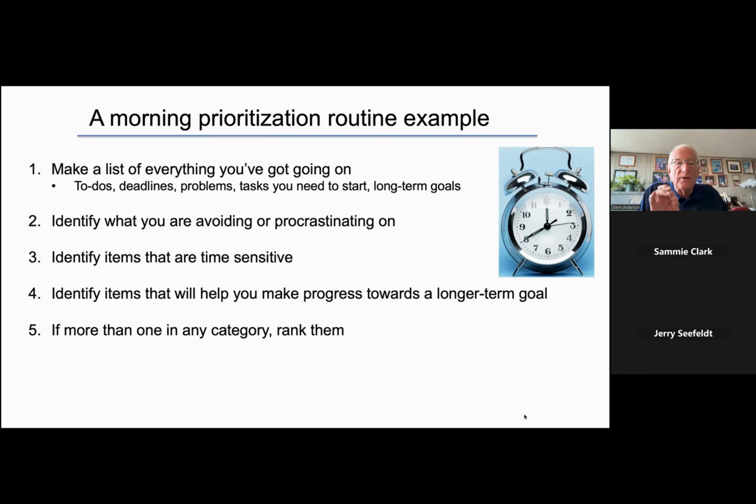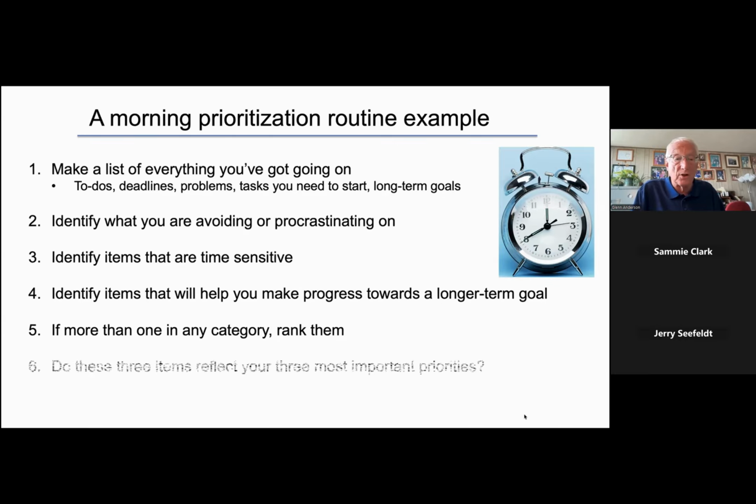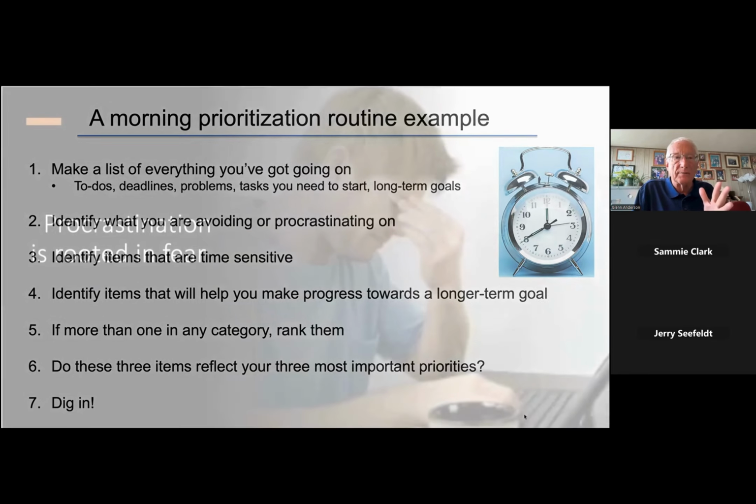So when you're done with this exercise, you now have your number one item that you're avoiding, the number one time sensitive thing, and the number one item that'll help you towards a long-term goal. And you look at this list and say, do these really reflect my three most important priorities? And if yes, then you dig in on those three items.